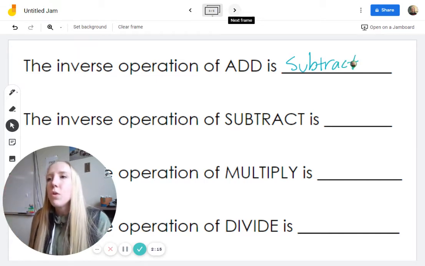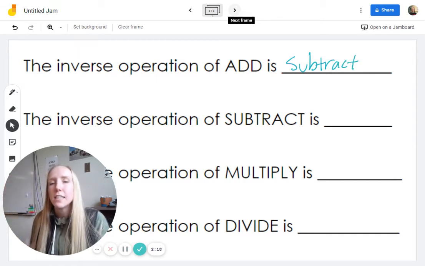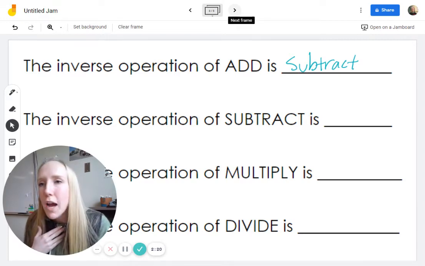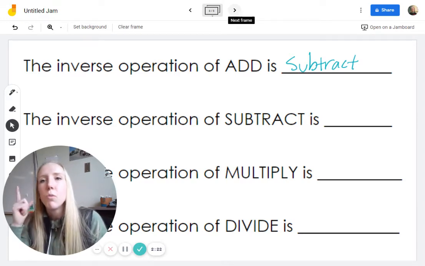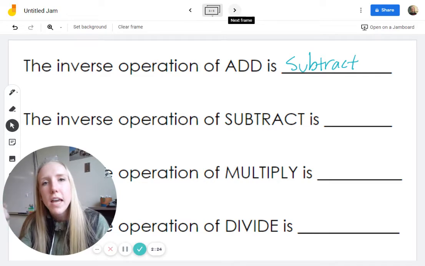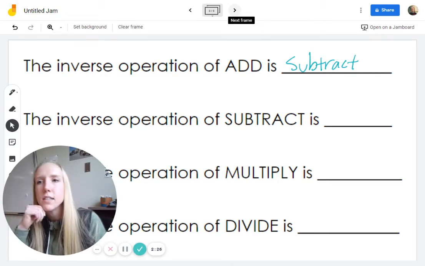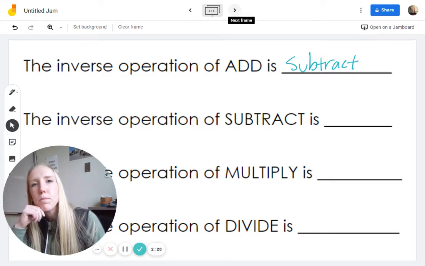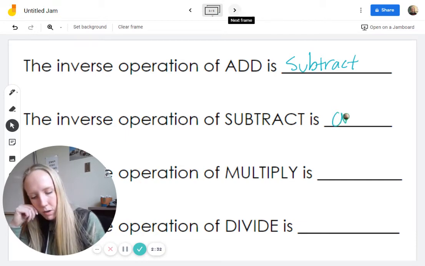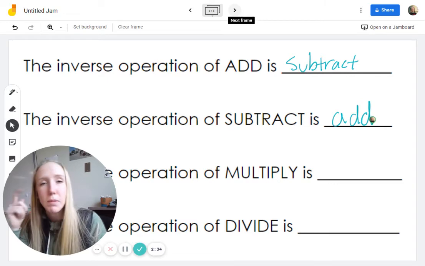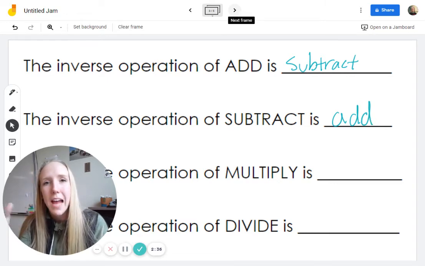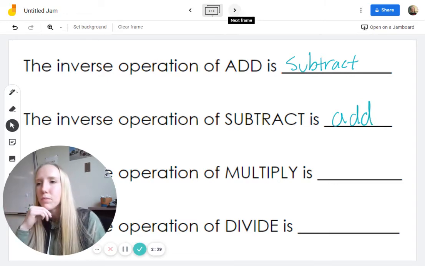Now the inverse operation of subtract. I want you to think to yourself, what is the opposite of taking away? What's the opposite of subtracting? If you said add, you are correct. Notice how the opposite of add is subtract, the opposite of subtract is add. They're a pair, they kind of go together.